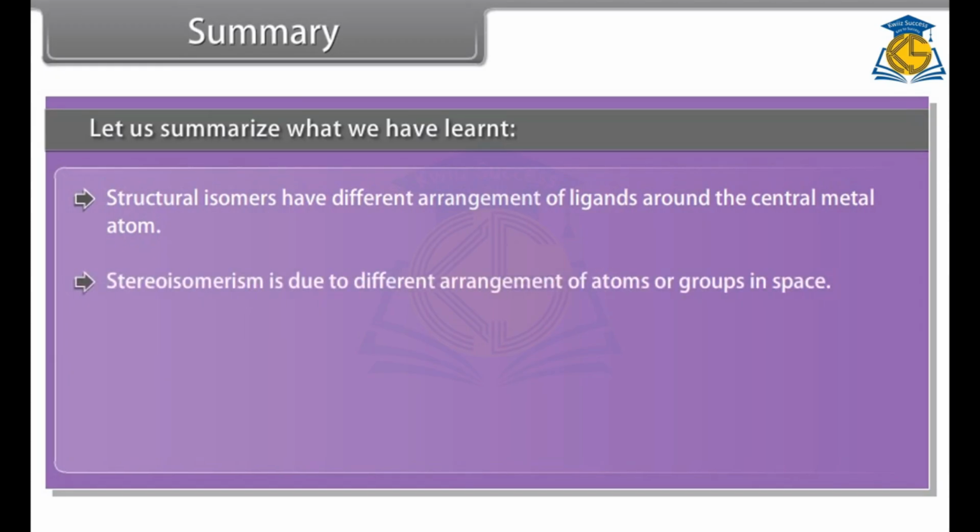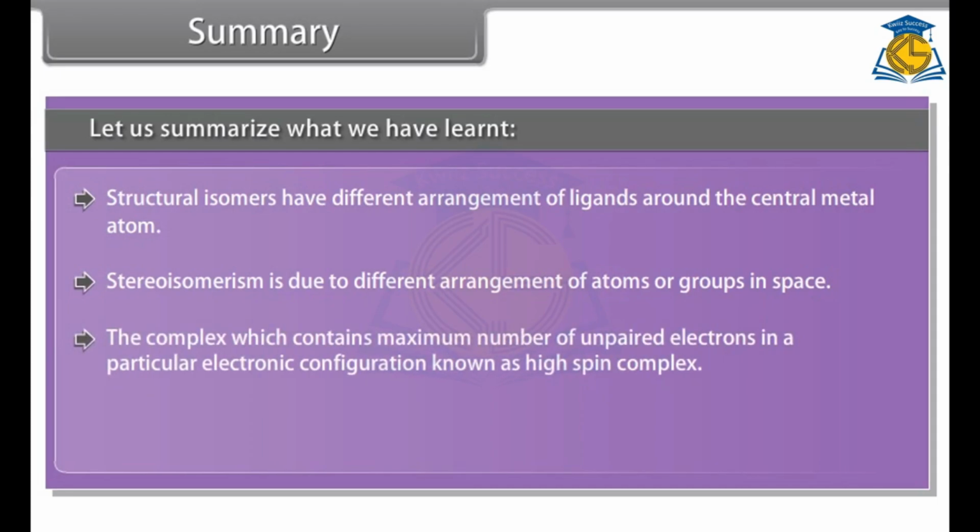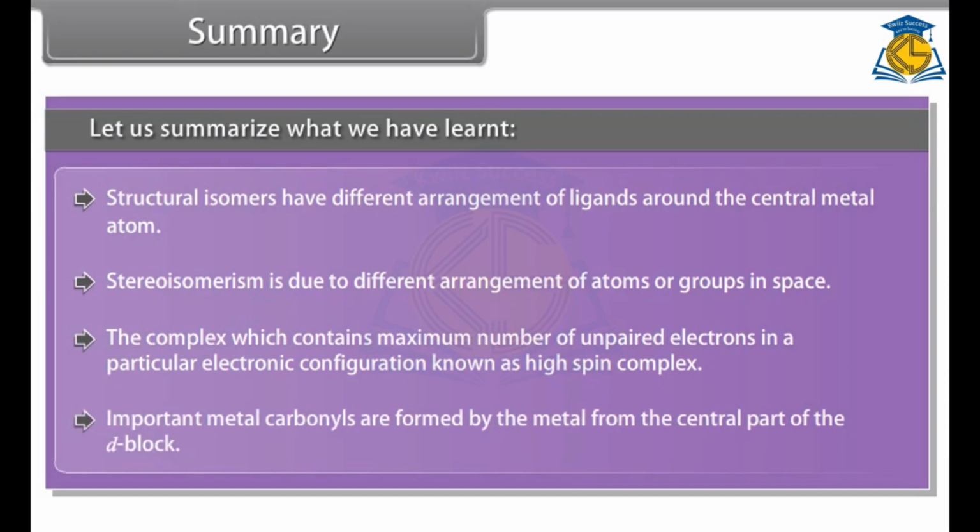Stereoisomerism is due to different arrangement of atoms or groups in space. The complex, which contains maximum number of unpaired electrons in a particular electronic configuration, is known as high-spin complex. Important metal carbonyls are formed by the metal from the central part of the d block.